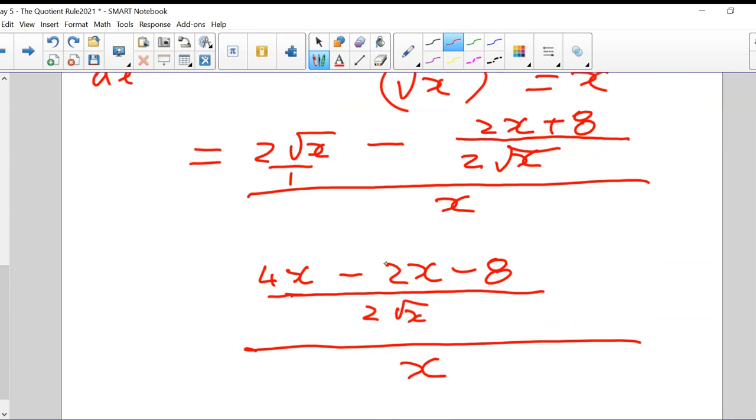It's like doing this, minus 2x plus 8. So because of that, that minus applies to both of them. Do you see what I'm saying? Okay, I'm going to take back off what I just had there a while ago. So it would be minus 2x minus 8, and that's all over 2 root x.